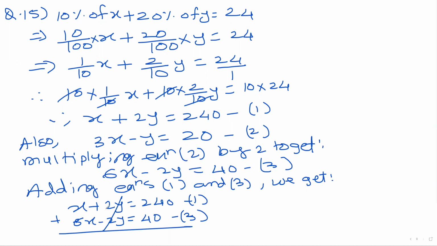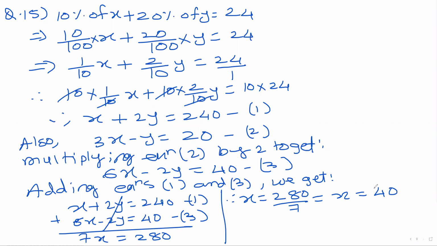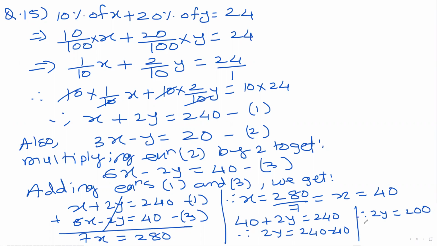Okay, so you can cancel out 2y here. You get 7x is equal to 280. Is that clear? So x is equal to 280 upon 7. That means x is equal to 40. And once you get x is equal to 40, you can substitute that in equation 1. So you get 40 plus 2y is equal to 240. So you get 2y is equal to 240 minus 40. So you get 2y is equal to 200. y is equal to 200 upon 2. So y is equal to 100. Okay, so numbers are big, but the solution is quite easy.